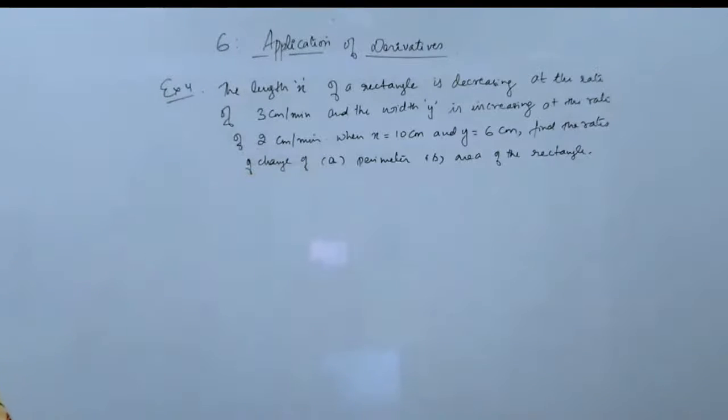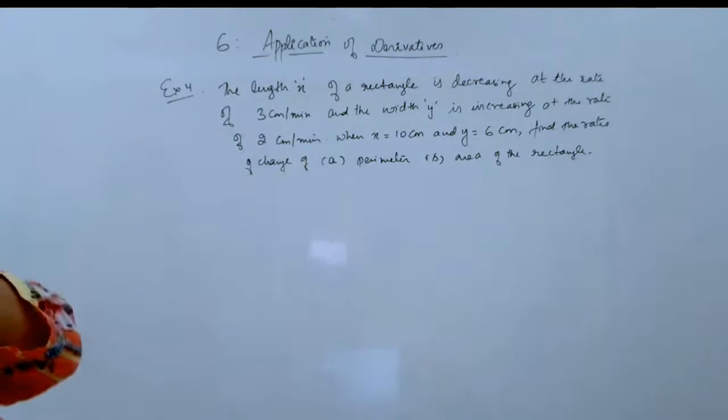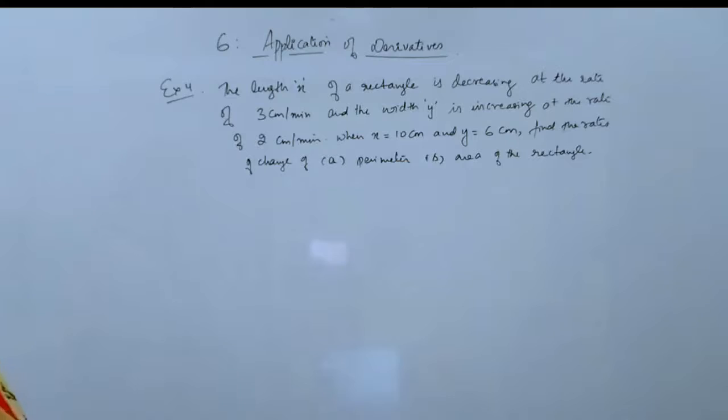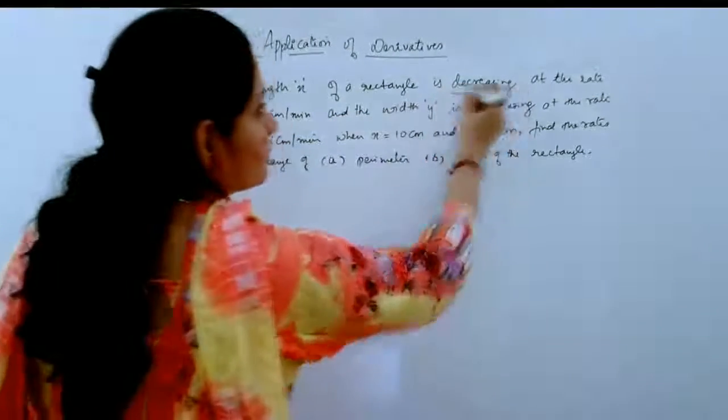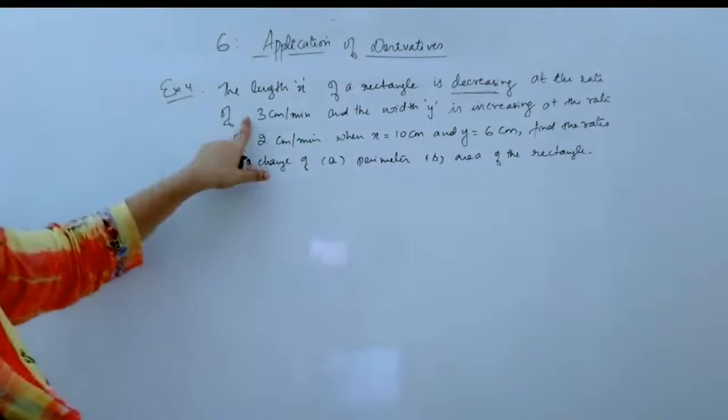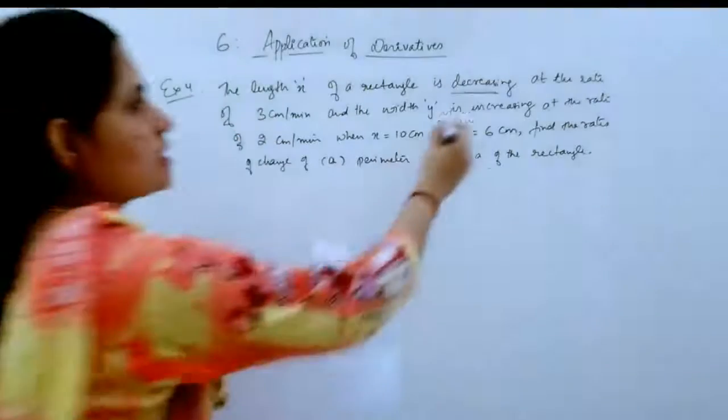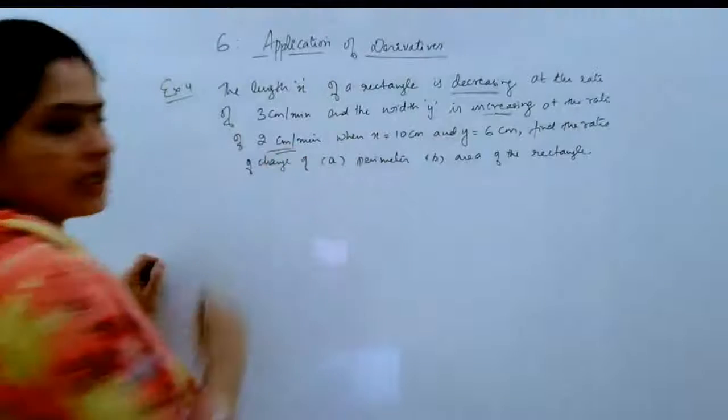When x equal to 10 centimeter and y equal to 6 centimeter, find the rates of change of the perimeter and the area of the rectangle. So when they say decreasing, the rate of change should be taken as negative. And when it is increasing, the rate of change should be taken as positive.